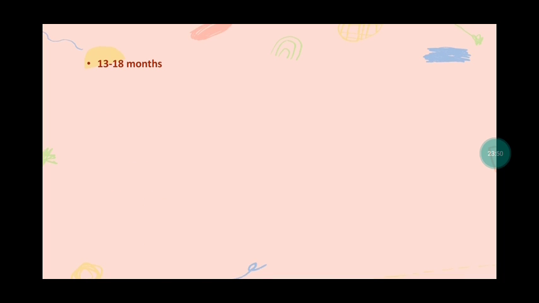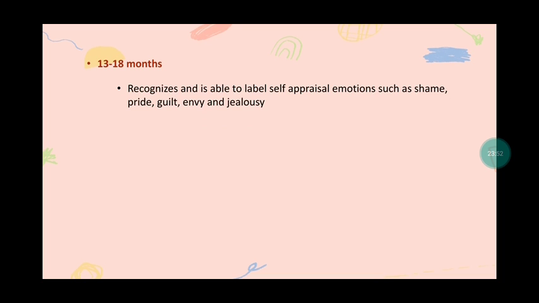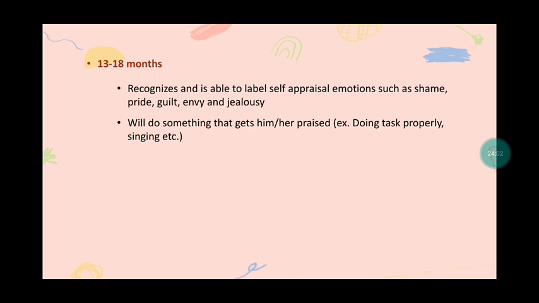Next is 13 to 18 months. Recognizes and is able to label self-appraisal emotions such as shame, pride, guilt, envy, and jealousy. Next is will do something that gets him or her praise. For example, doing task properly or singing.